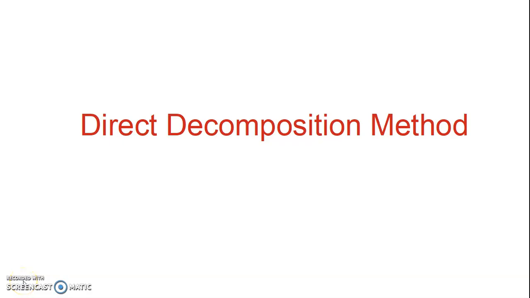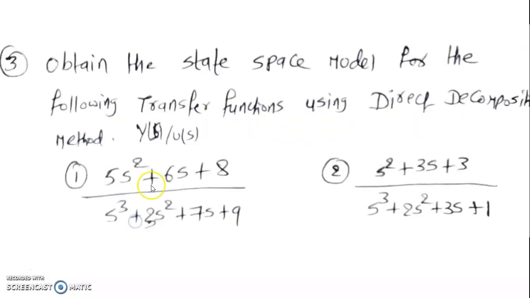In this video, we will see the direct decomposition method, which is useful for obtaining the state space model from the given transfer function. Here we have taken two examples. Two transfer functions are given here. So from these transfer functions, we will see how to obtain the state space model by using the direct decomposition method.